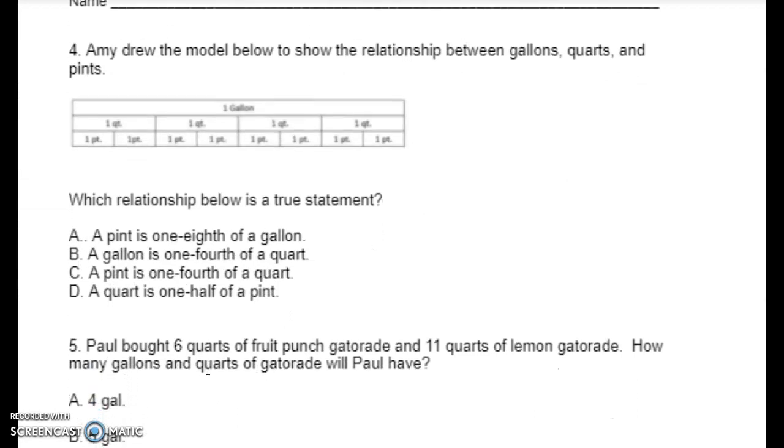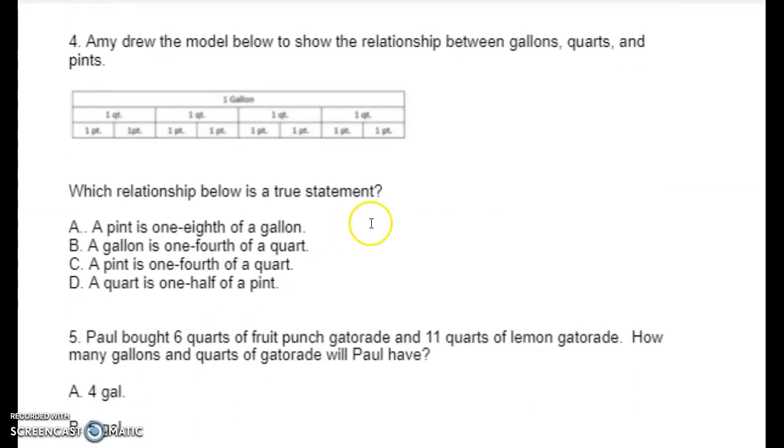Number 4. Amy drew the model below to show the relationship between gallons, quarts, and pints. So on the table you can see 1 gallon at the top. Beneath is quarts, equivalent to that gallon. And underneath is pints, equivalent. Which relationship below shows a true statement?